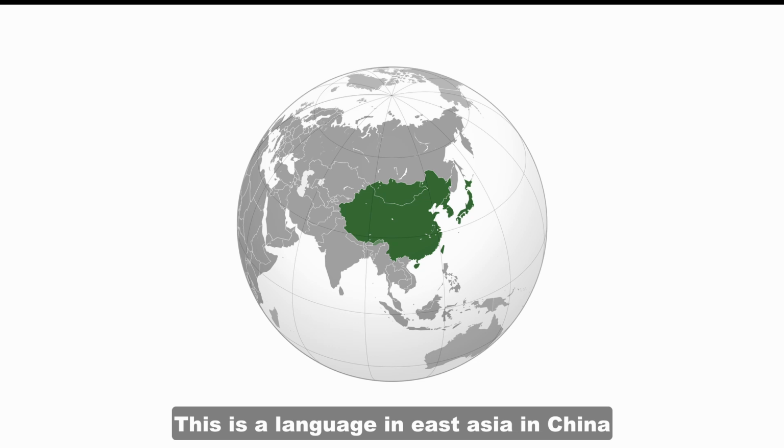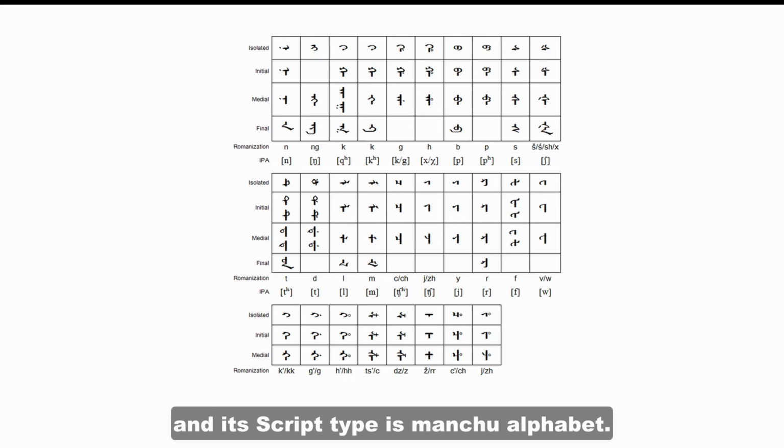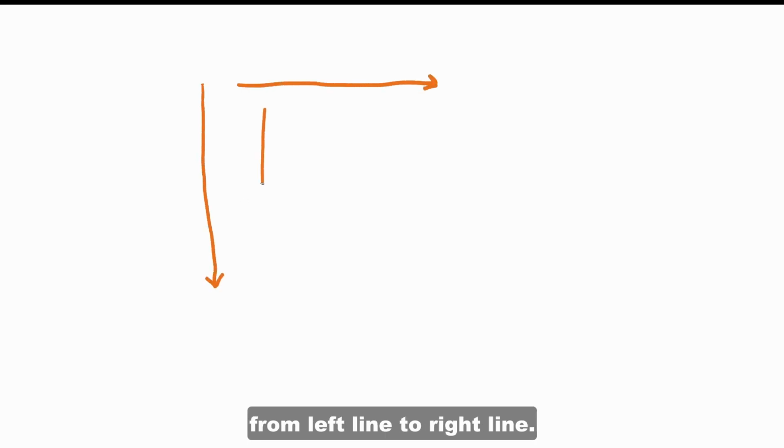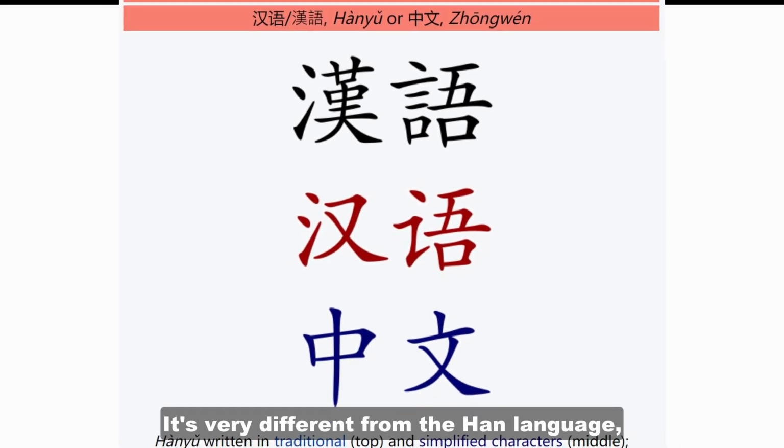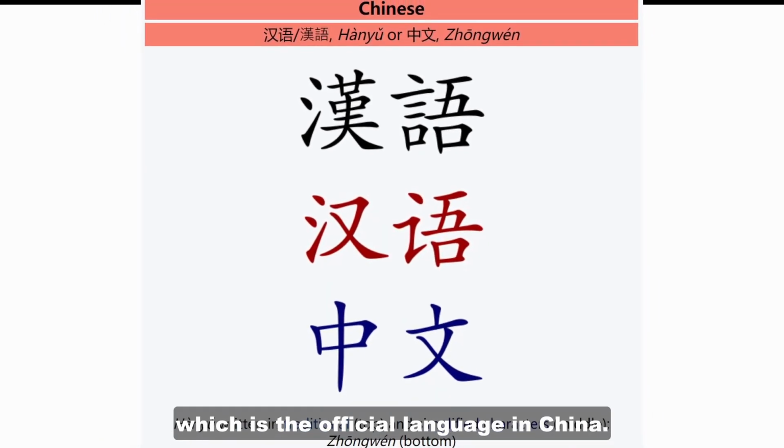This is a language in Eastern Asia, in China, but it's not the official language, and its script type is the Manchu alphabet. It is written in vertical lines from top to bottom, from left line to right line. It's very different from the Han language, which is the official language in China.